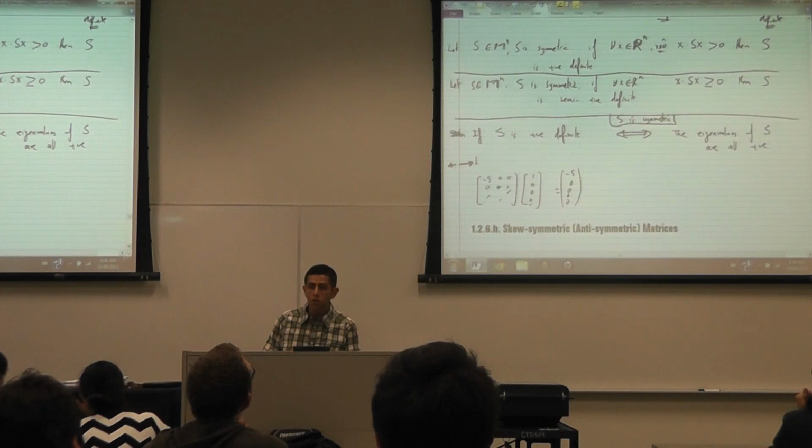So that's why, for it to be positive definite, for the problem to be stable, all these numbers have to be positive. The diagonals have to be positive.